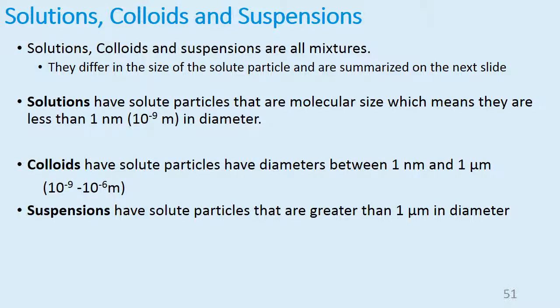Colloid solute particles are actually a little bit bigger. They kind of glom together, so the particles themselves are a little bit bigger than one molecule. And so they are between 1 nanometer and 1 micrometer. You still can't see them with the naked eye, but they're definitely bigger. Now a suspension is a mixture where the solute particles are much bigger than 1 micrometer in diameter. In fact, they're verging on where you can actually see them.